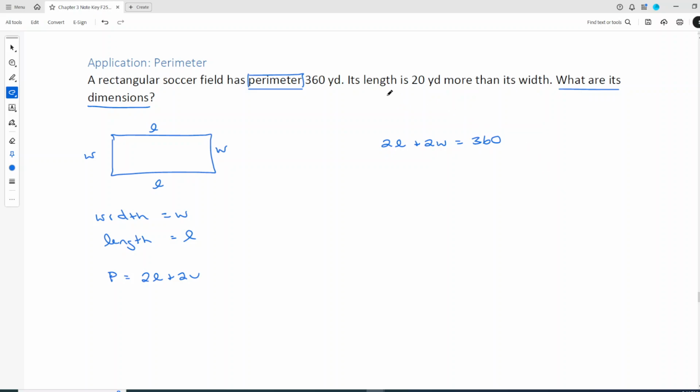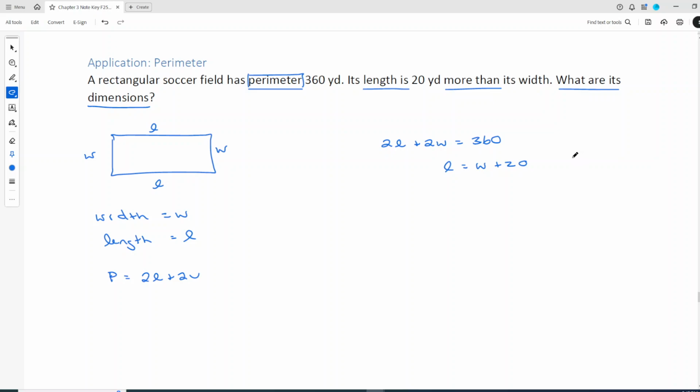Then the second equation is that the length is 20 yards more than the width. Does that feel familiar? So 20 yards more than the width would be width plus 20. 20 yards more than the width. That's my system of equations.